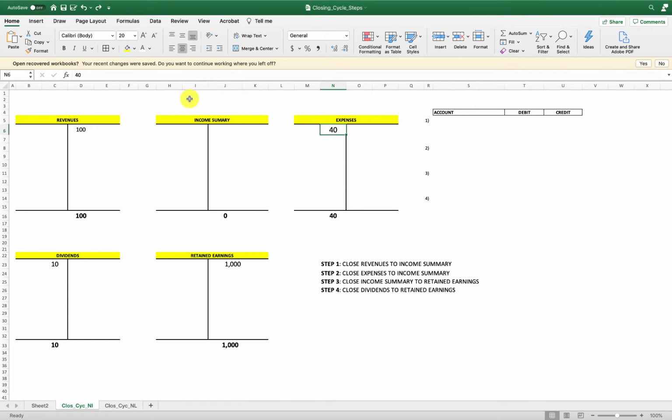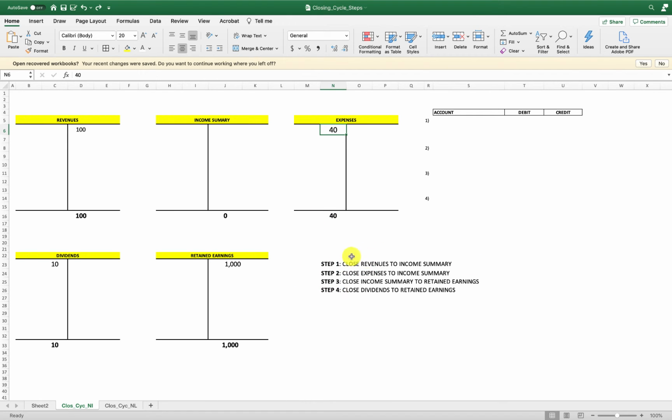And then we have this new account called income summary. Income summary is a temporary account. It's only used during the closing process, and it's only used to record revenues and expenses. It summarizes the income, which is basically revenues minus expenses. So that's what income summary is. It summarizes revenues and expenses into one number before moving it to retained earnings.